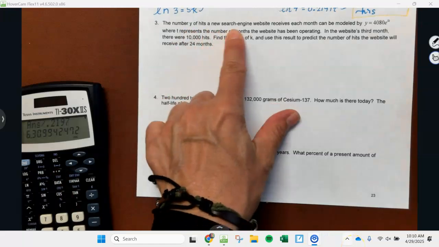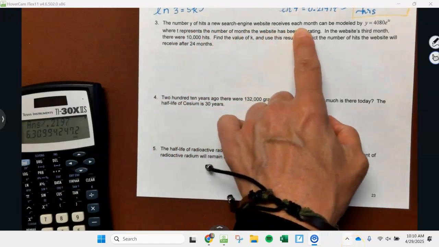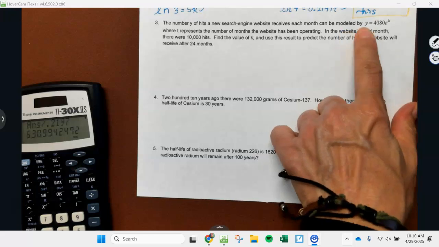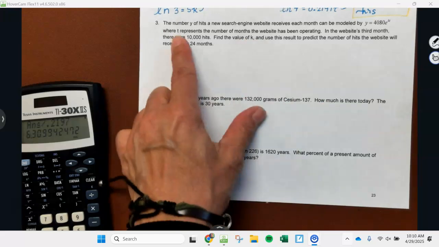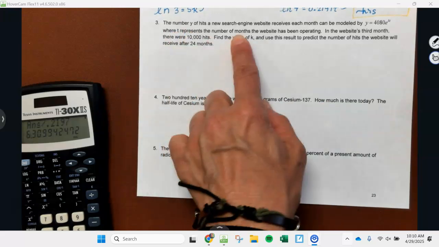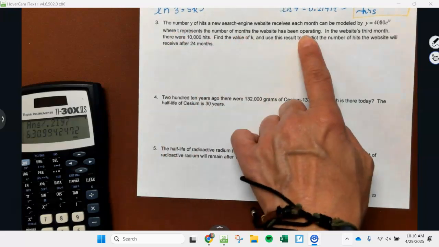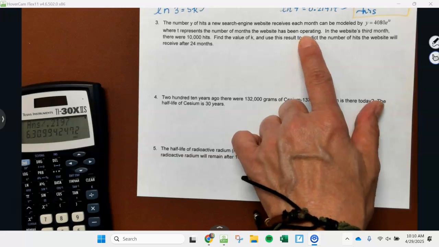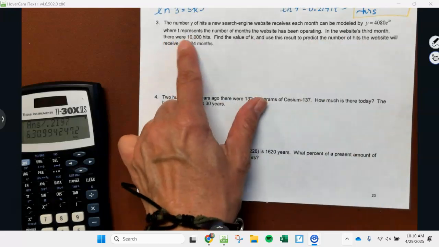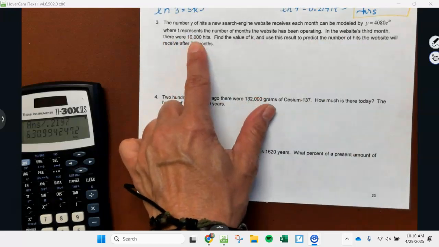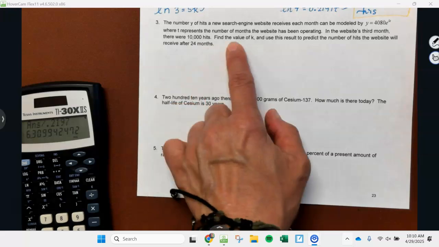The number of hits for a new search engine website each month can be modeled by the number of hits y according to this exponential function. T is still time, but T represents months since the website has been operating. In the website's third month, T equals 3, there were 10,000 hits. That's the Y value.